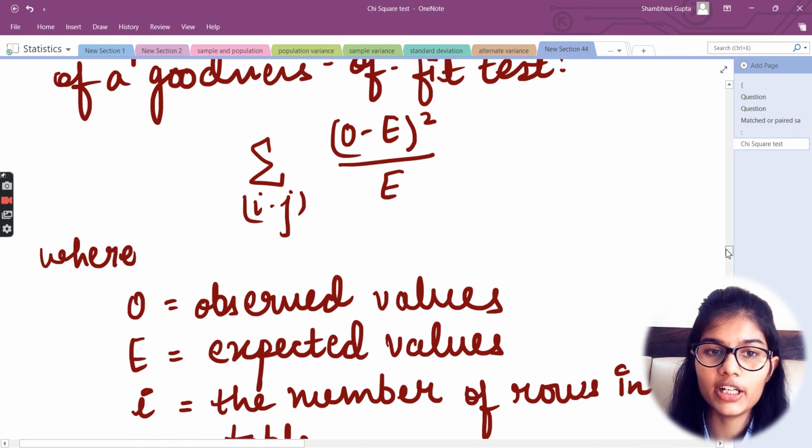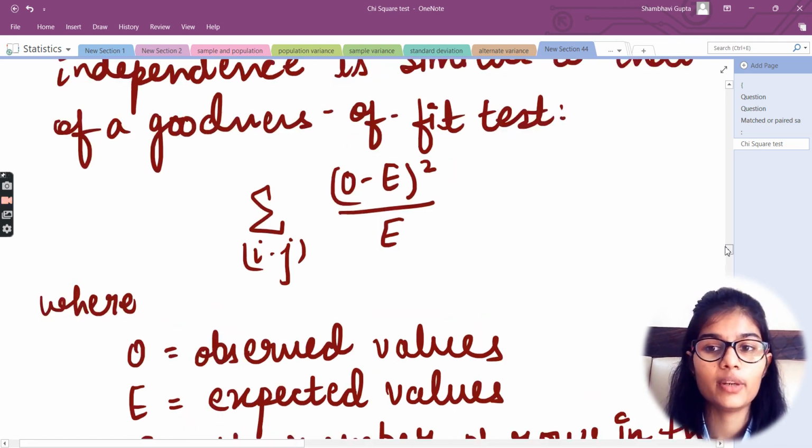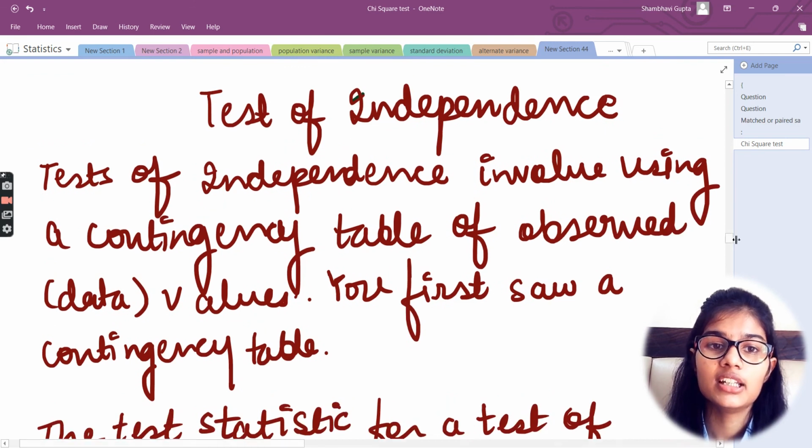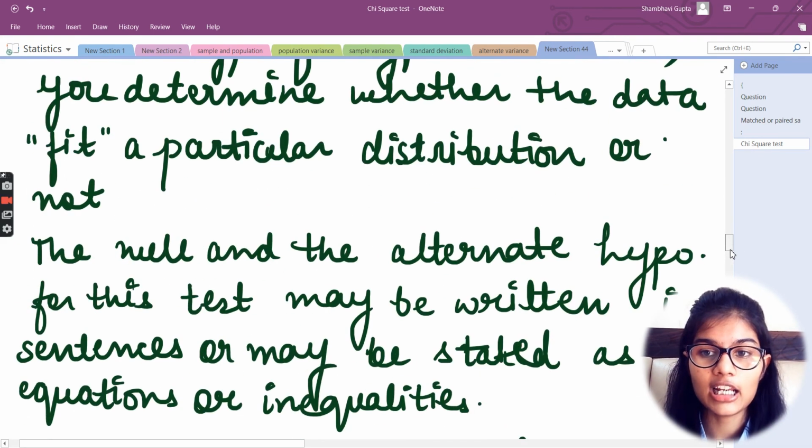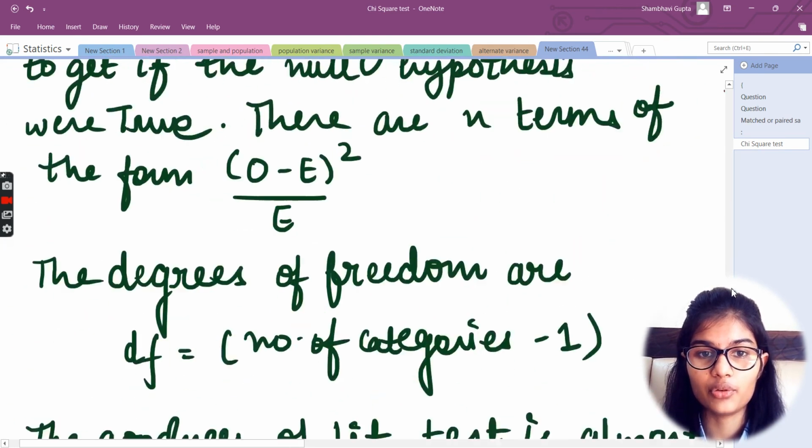The formula which we go ahead with is sigma over i, j, and in the bracket we have (O minus E) whole square divided by E. Right, so hope I am very clear with this. Next topic, the new topic, is the test of independence. And now we'll be seeing some new topics in the further videos.